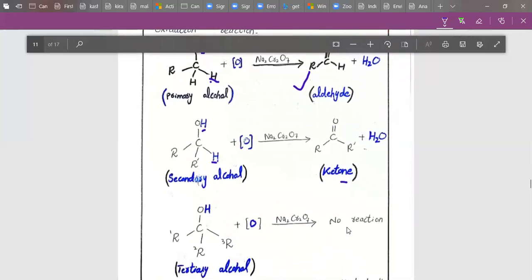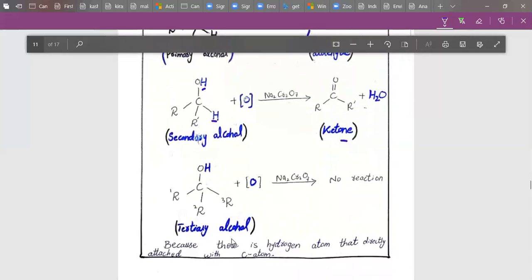But tertiary alcohol does not undergo oxidation reaction because it has no hydrogen directly attached with the carbon atom. That's why the tertiary alcohol does not undergo an oxidation reaction.